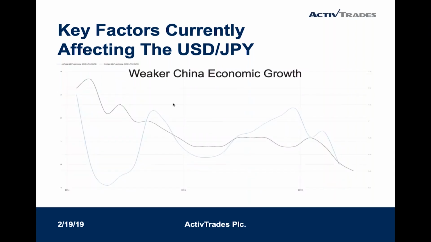The weaker China economy and growth as it is versus the Japanese GDP. So the Japanese GDP annual growth rate is in the blue, and the China GDP annual growth rate is in the black. And it can be said for the last 4 years, China has slowly been losing its GDP output, whereas the Japanese have been up and down like a bit of a roller coaster. But 2018, everyone is on board and going down.